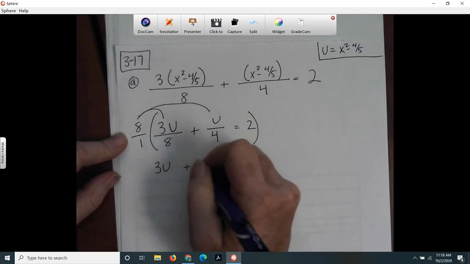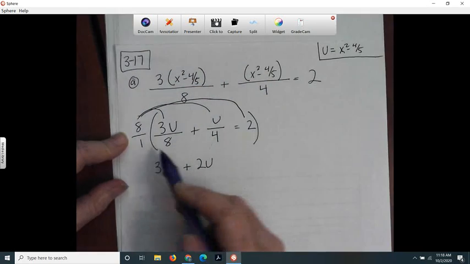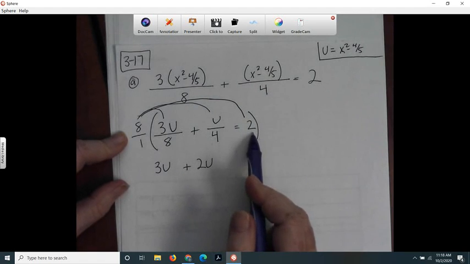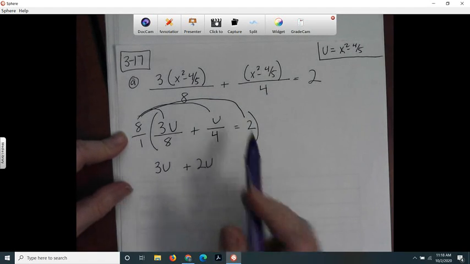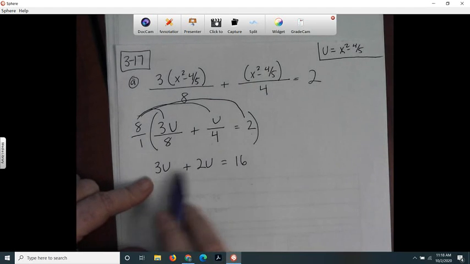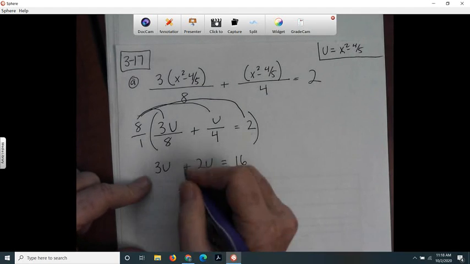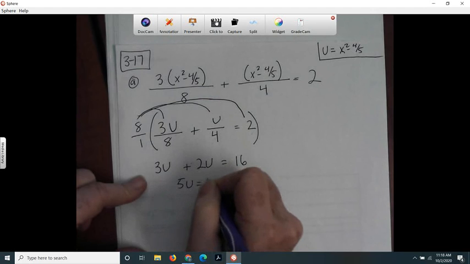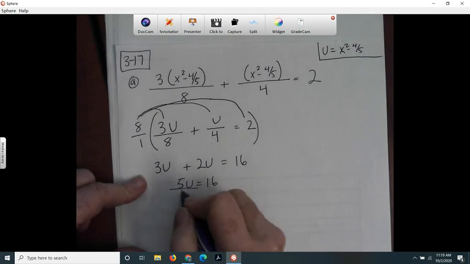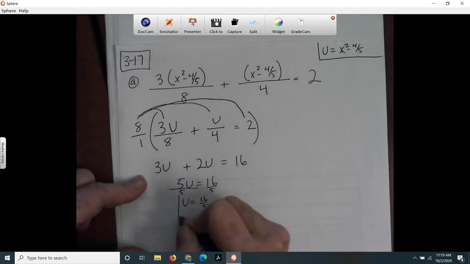And if I'm multiplying by 8 on the left-hand side, I also have to multiply the right-hand side. So 8 times 2, that's 16. And now, since I only have U's in here, I can just solve for U. So 3 plus 2 is 5U equals 16. So U equals, if I divide both sides by 5, 16/5. Okay? So I know that U equals 16/5.